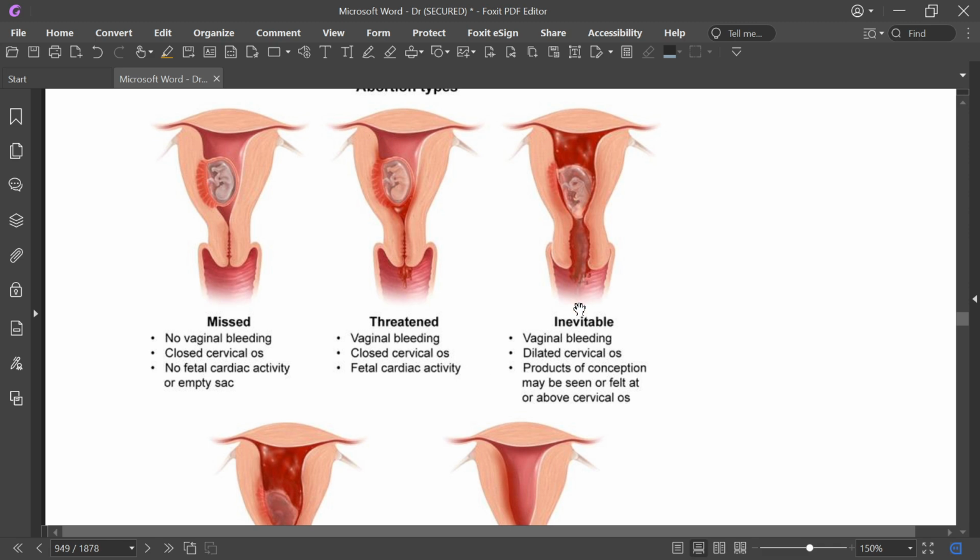Inevitable abortion: there is vaginal bleeding, the cervix is dilated, and products of conception may be seen or felt at or above the cervical os.